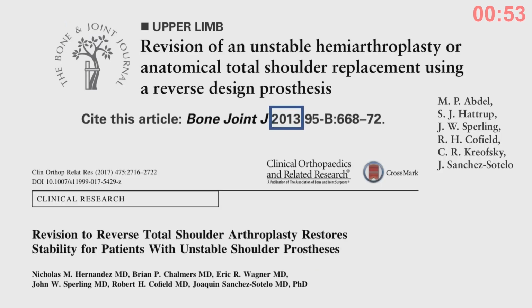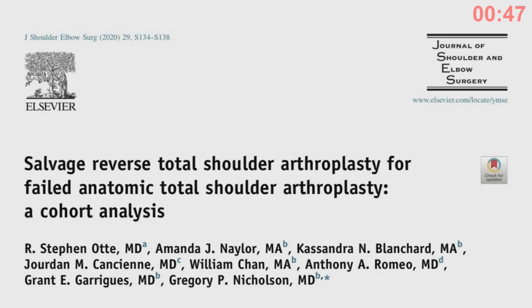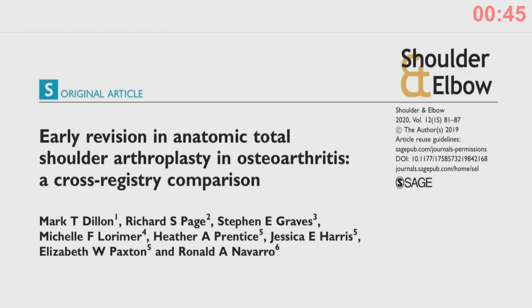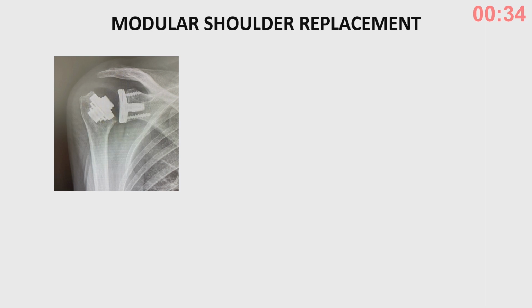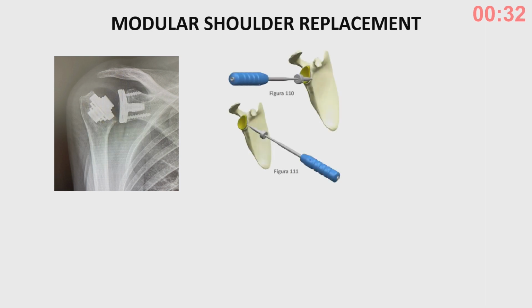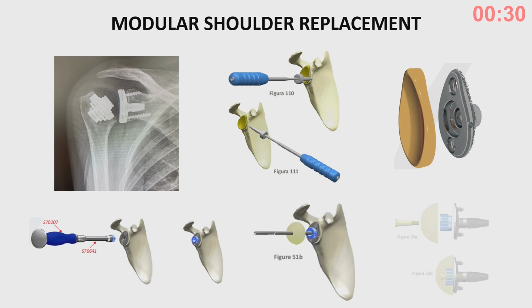So looking at the scientific literature, you can see we're starting from 2030 to talk about reverse as an option to solve this problem of instability. Of course, you need a complete modular shoulder system to treat this problem. If you have such a system, you're able to treat the instability without removing the hardware, so the glenoid component, and you can change your plan even intra-op.